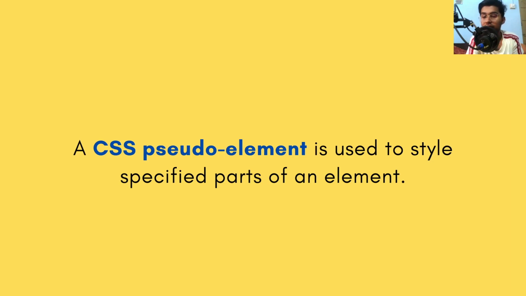A CSS pseudo element is used to style the specified part of the element. It comes between the pseudo classes and the element. Pseudo classes we use to style the state of the elements, but in a pseudo element we specify the parts of the element. So that's the difference between pseudo element and the pseudo classes.